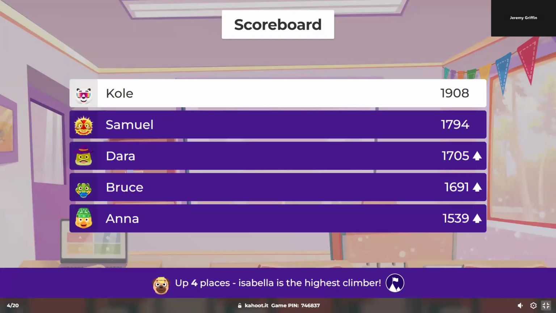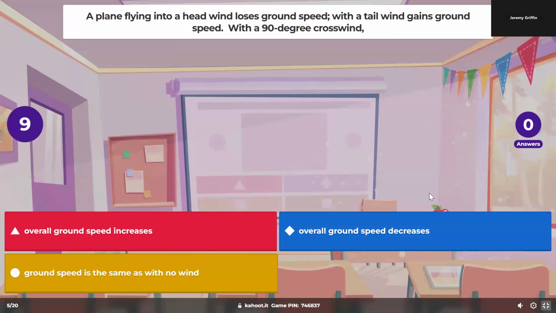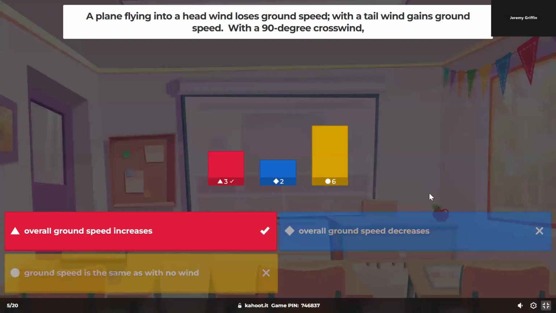All right, we've got Anna, Bruce, Dara, Samuel, Cole. A plane flying into a headwind loses ground speed. A plane with a tailwind gains ground speed. What about a 90-degree crosswind? Overall ground speed. Yeah, speed relative to the ground. Increases. Right. I'll show you guys.